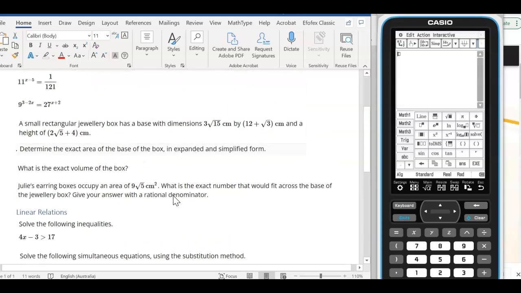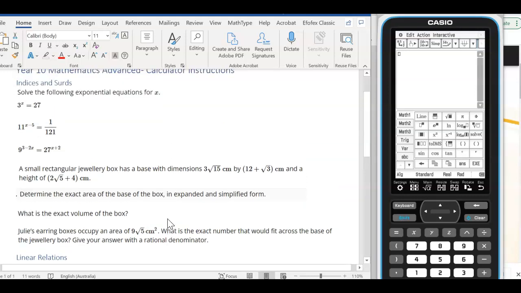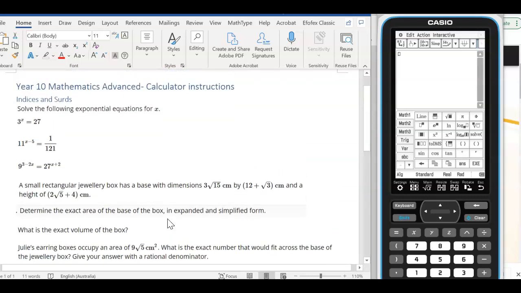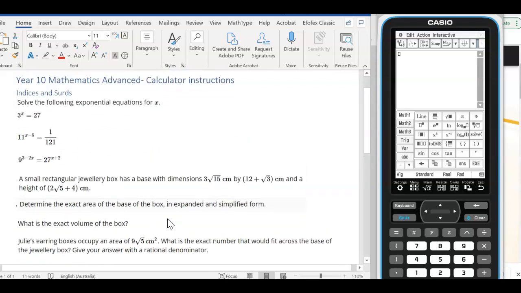Okay, so although your calculator is quite powerful, a lot of things you still have to do by hand. Other than what we've covered this year, we haven't really looked at solving equations. So that's what we're going to do mostly in this video. Okay, so let's get started. We're going to look at some indices and surds questions, and then some linear relations questions.